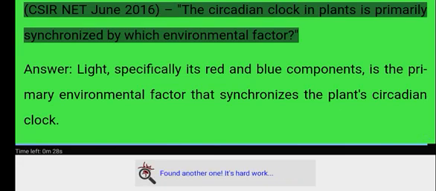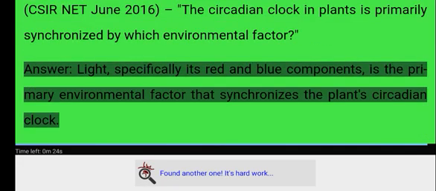CSIR NET June 2016. The circadian clock in plants is primarily synchronized by which environmental factor? Answer. Light, specifically its red and blue components, is the primary environmental factor that synchronizes the plant's circadian clock.